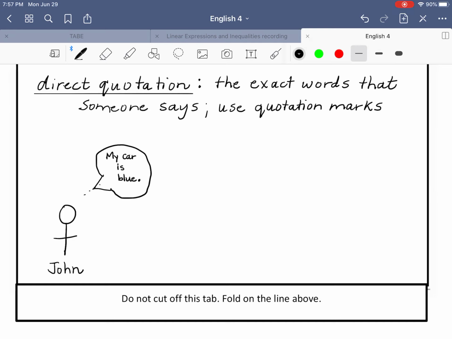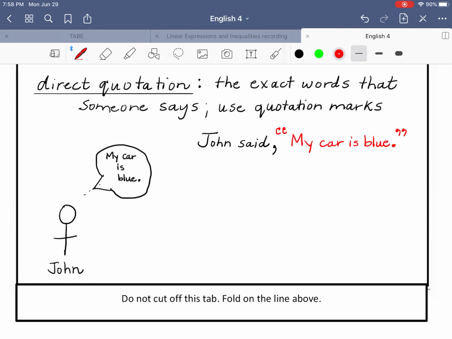So here's how this one would look. John said, so there's your subject and verb. John said. We will put a comma. We covered that in the comma rules. And then you open the quotation. So the quotation marks open up. These always come in pairs and they always come in sets. So what did John say? John said, my car is blue. Full stop, and close the quotation marks.